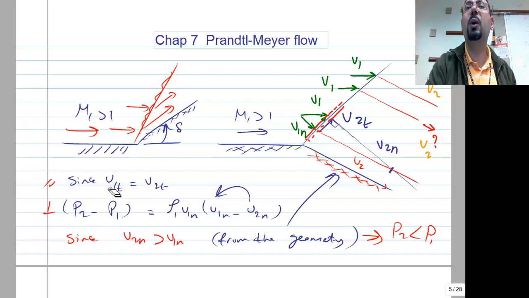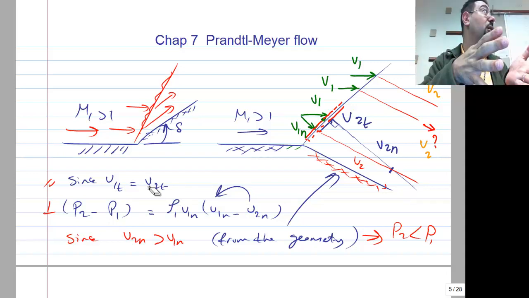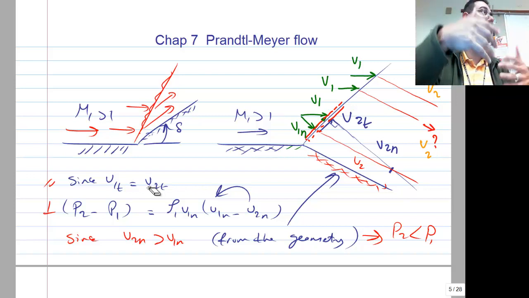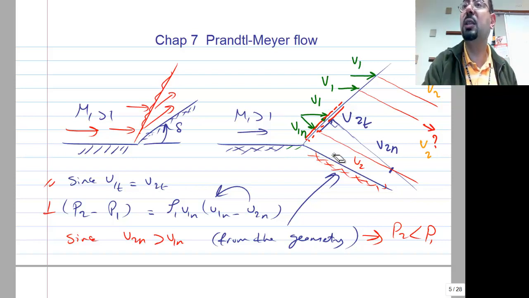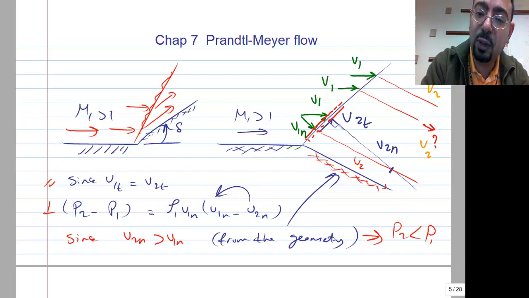It was like this, V1t equal V2t. Remember in the oblique shock we said V1t is the same as V2t? M1t was different from M2t. The tangential Mach number was different because the temperature is different. But the velocity was the same, before and after. So for the same reason, the momentum equation here will result in V1t equal V2t. So that's good news. That basically says that if you had your hand on V1 tangential, that's exactly V2 tangential.